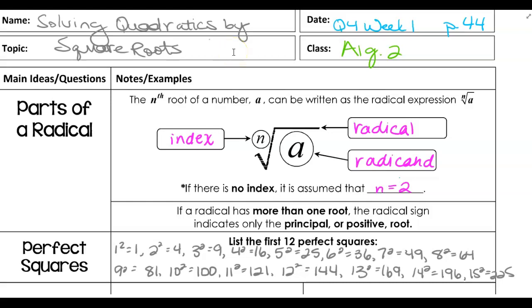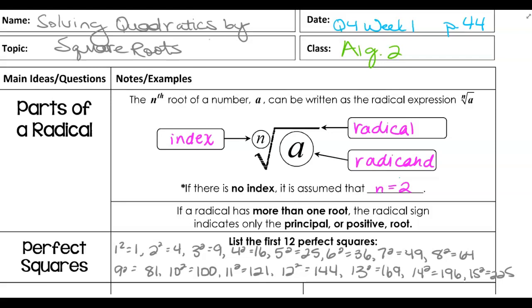Today's notes are solving quadratics by square roots. And today we are beginning the fourth quarter. This is our first set of notes, and it is page 44 for the binder. This set of notes continues our unit on quadratics, giving us one more way to solve those polynomials with a degree of 2.